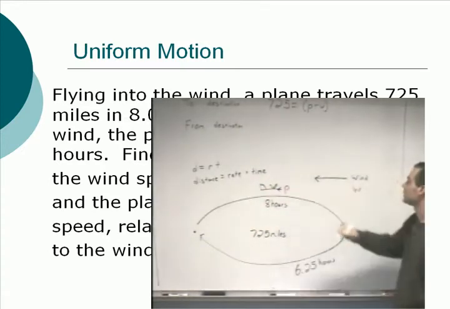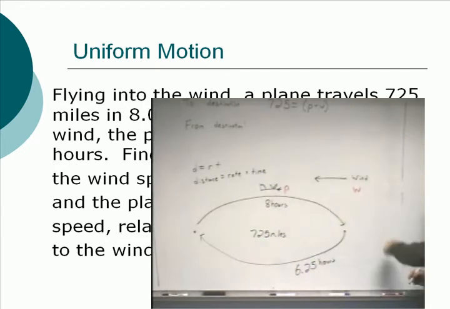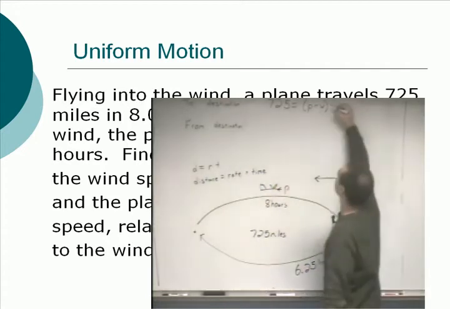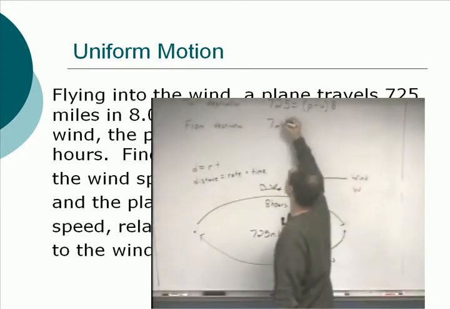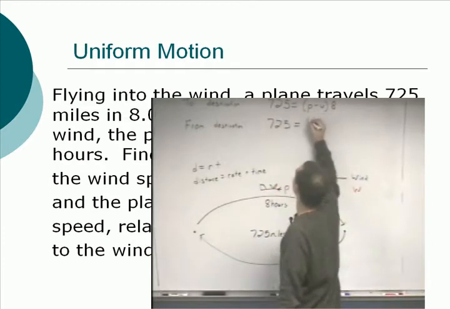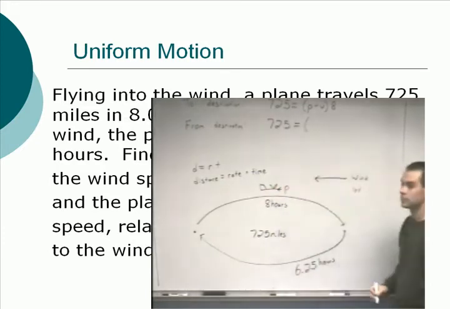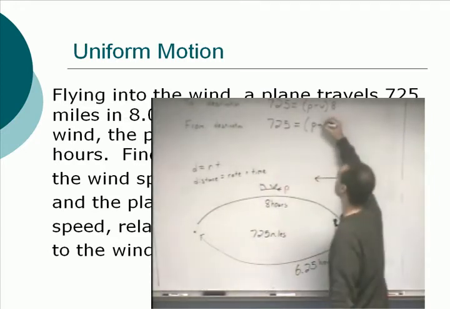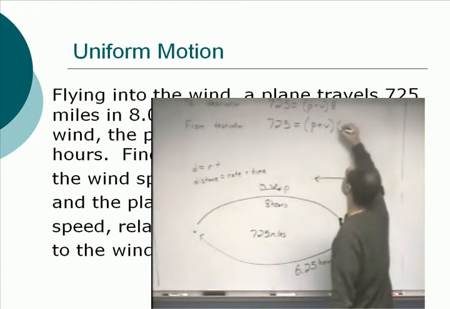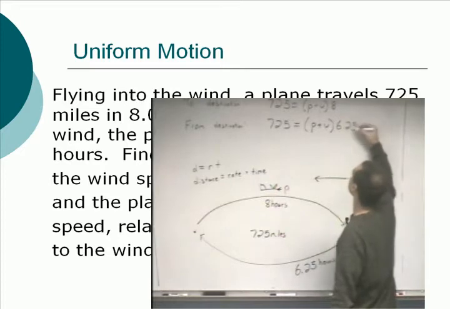The plane speed minus the wind speed, times time. What's the time on the way out? 8 hours. There's one equation. From 725 equals P plus W, that's right, P plus W times 6.25. There's your two equations.